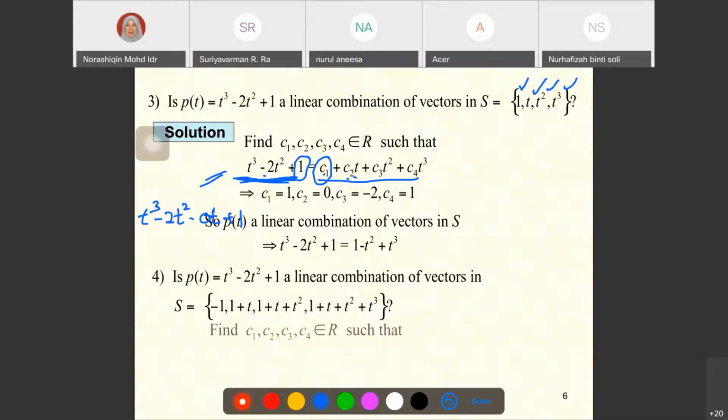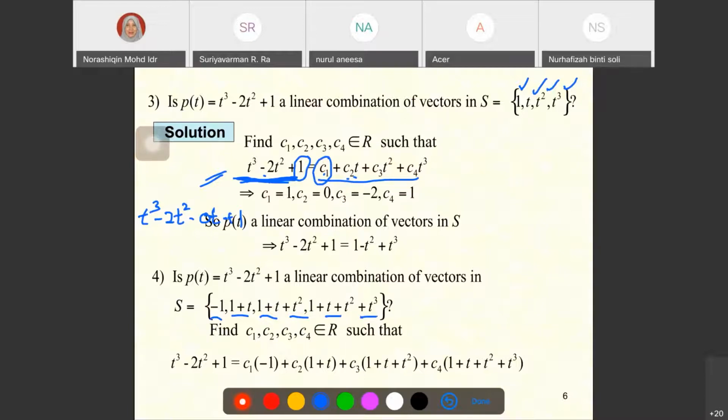Okay, let's go. You want to find C1, C2, C3, C4 such that this is true, right? The polynomial t squared plus 1 equal to C1 times negative 1 plus C2 times 1 plus t plus C3 times 1 plus t plus t squared plus C4 times t plus t squared plus t cubed. Where do I get this? All the vectors there. Yes. Okay. So now you need to combine lah.